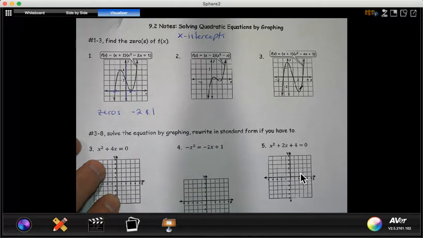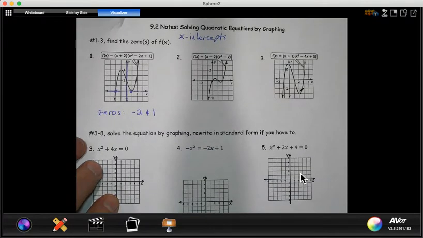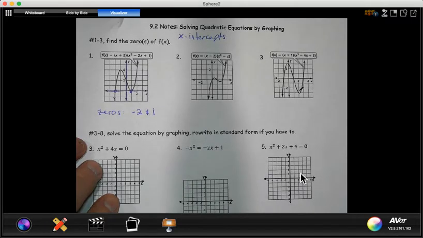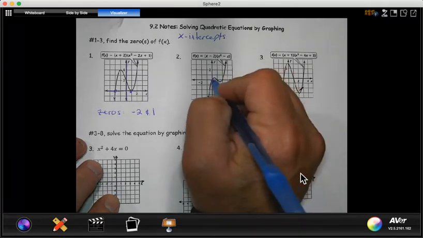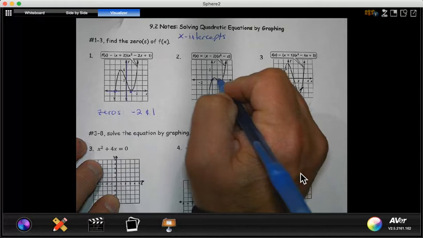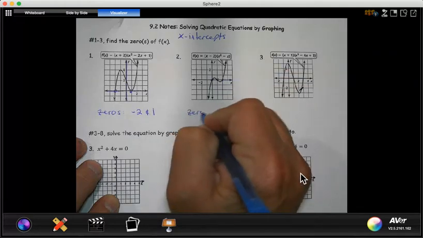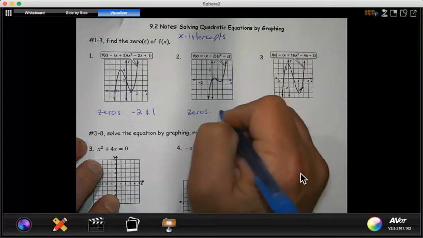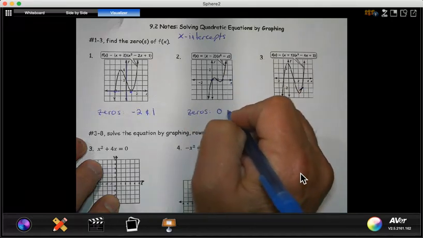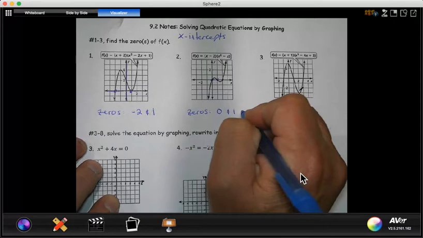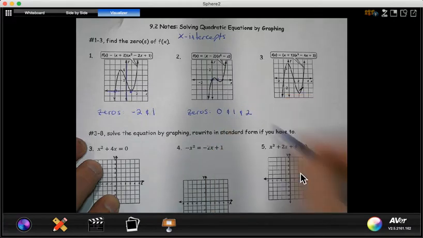So you're just looking for the x-intercepts. Right here, there's an x-intercept, there's an x-intercept, and there's an x-intercept. The zeros are at 0, 1, and 2. So 0, 1, and 2.